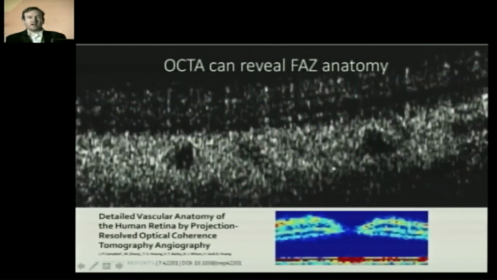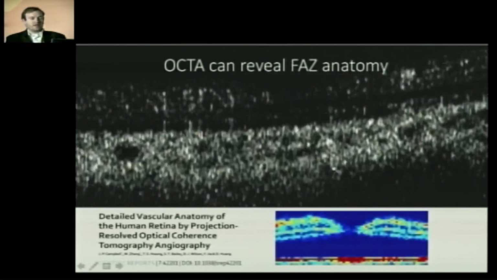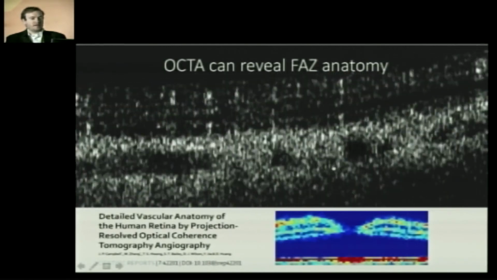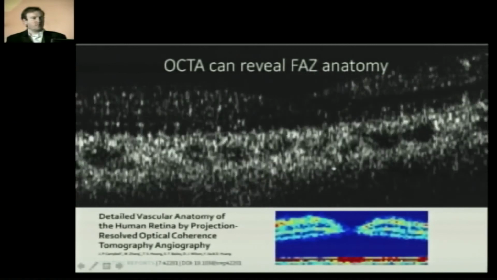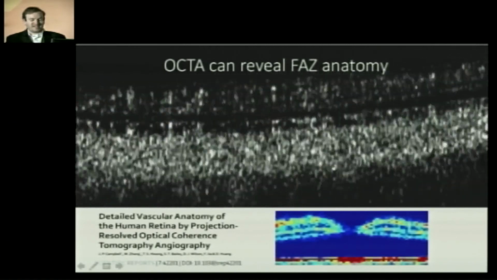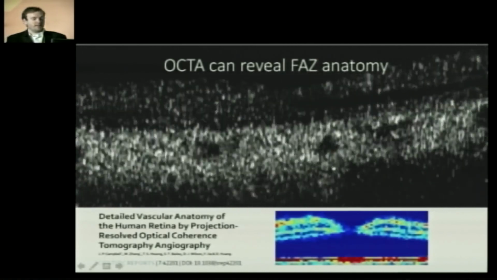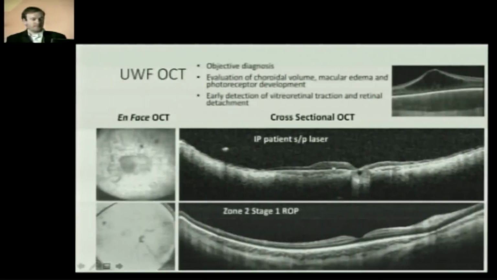Finally, we're learning a lot about the FAZ, the foveal avascular zone in children, especially children with history of ROP. In theory, OCT angiography could help diagnose and monitor, could help teach us about when the foveal avascular zone develops and why it doesn't develop normally in patients with ROP.